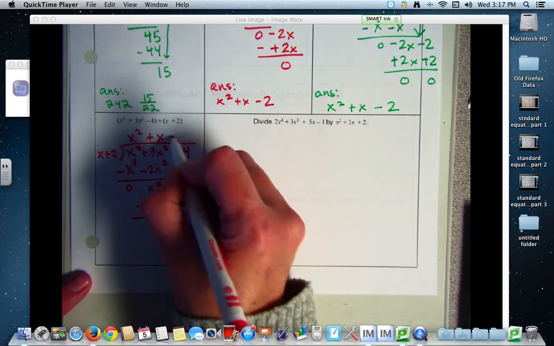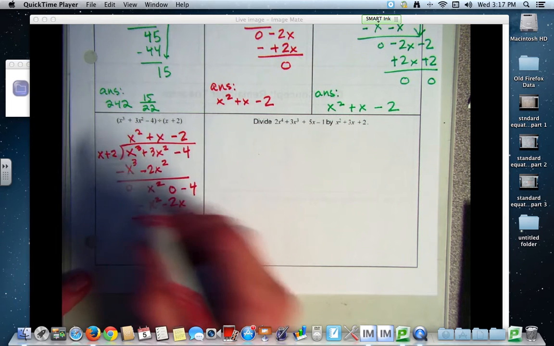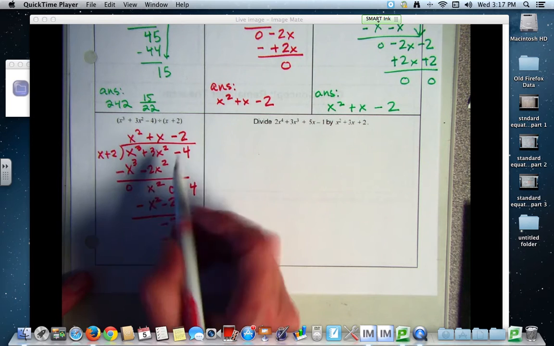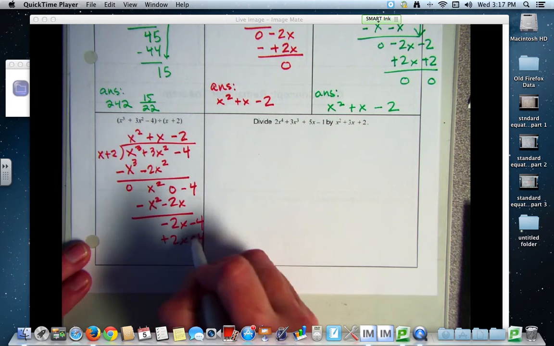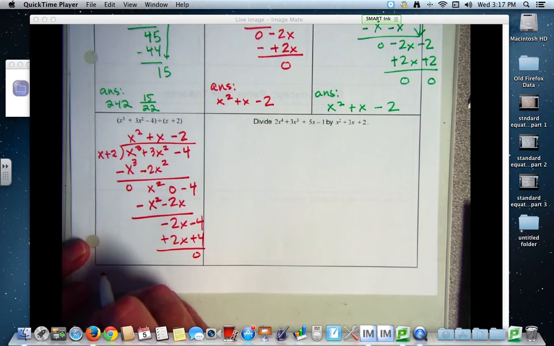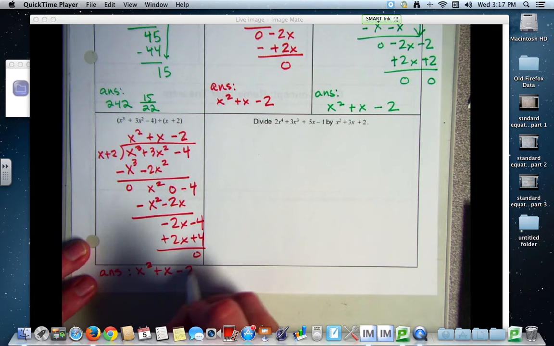Multiply by negative 2. Negative 2 times x is negative 2x. Negative 2 times 2 is minus 4. Change the signs. 0. Answer, x squared plus x minus 2.